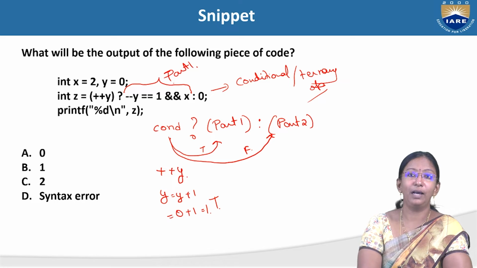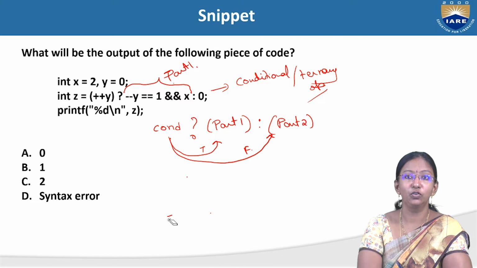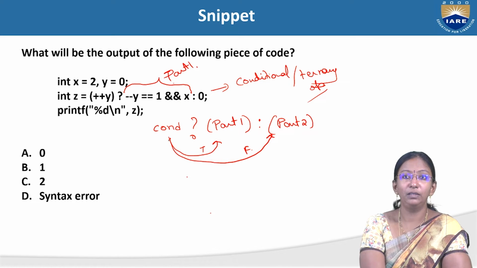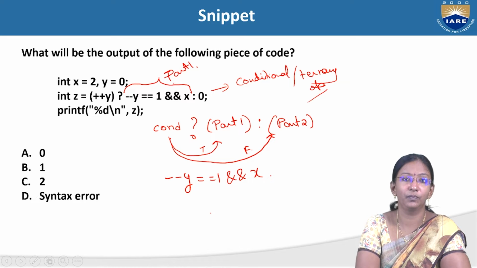Okay, so let's evaluate this one now. We have reached that. Definitely the answer cannot be part 2, right? So let's evaluate part 1. Part 1 is the pre-decrement of y is equal to 1, logical and with x. Very good. How many operators are there? 3 operators: pre-decrement, the equality relational operator, and then bitwise and.